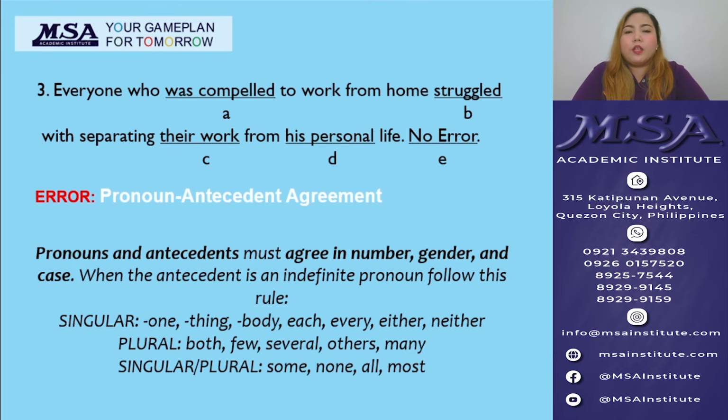We also have indefinite pronouns which are always plural, which are both, few, several, others, and many. And the rest could either be singular or plural. Now, in this sentence, our antecedent or our subject is the word everyone. So it's a singular indefinite pronoun, therefore should be substituted by a singular pronoun. Therefore, the error in this sentence is letter C. Since everyone is singular, we cannot use the possessive pronoun there to substitute it. Instead of there, we should use the word his.